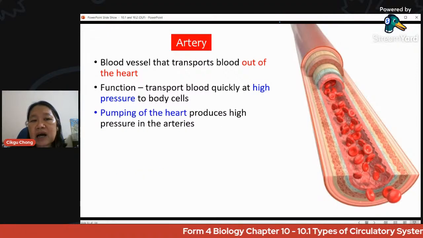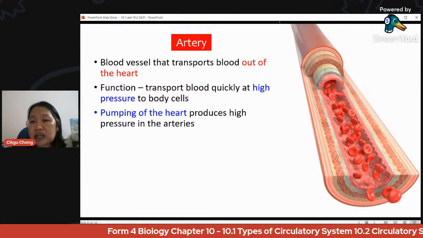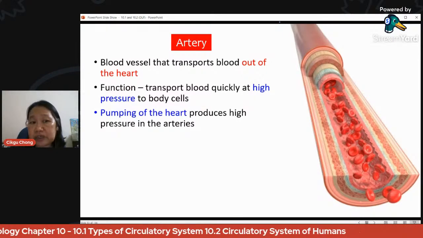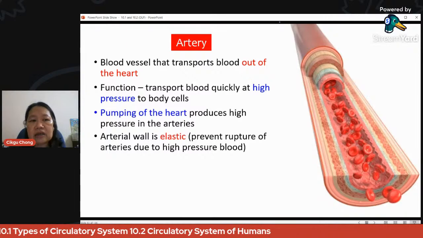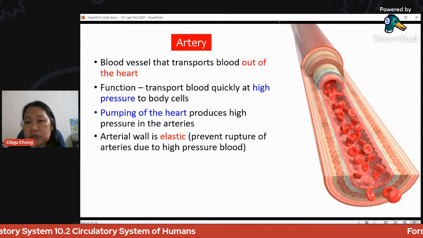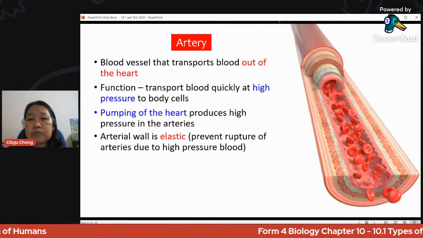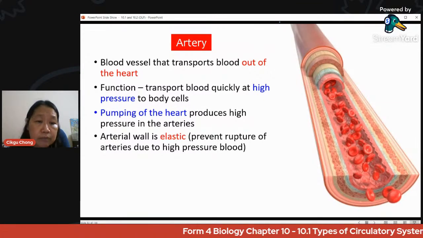So the pumping of the heart will produce high pressure. So the blood that is transported in the artery is at high pressure because of the pumping of the heart. And the arterial wall is elastic. It's good to be elastic so that it can resist the pressure, so it will not burst. It will prevent rupture of the arteries due to the high pressure.